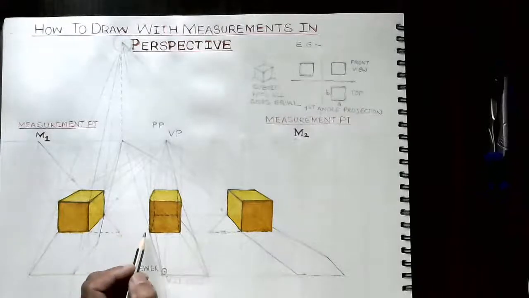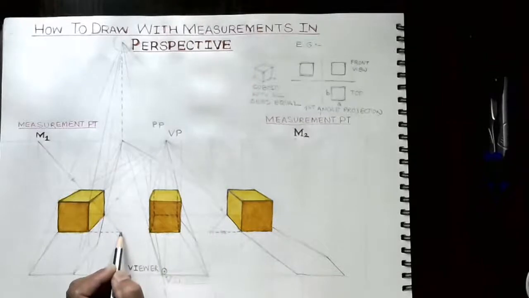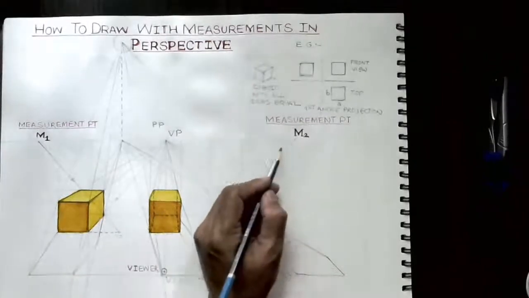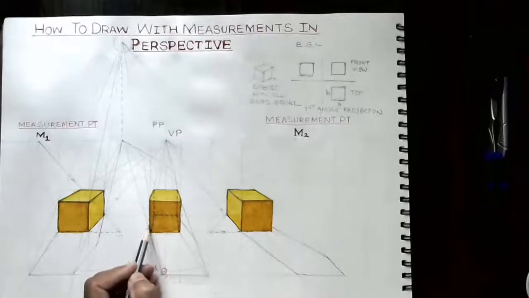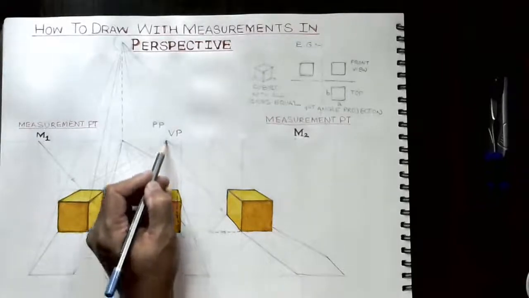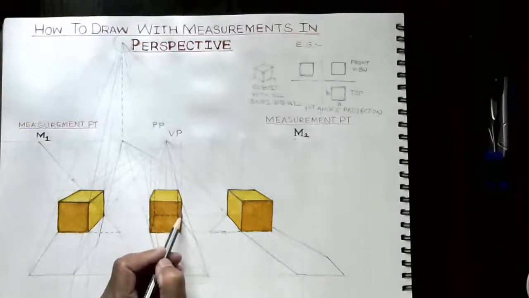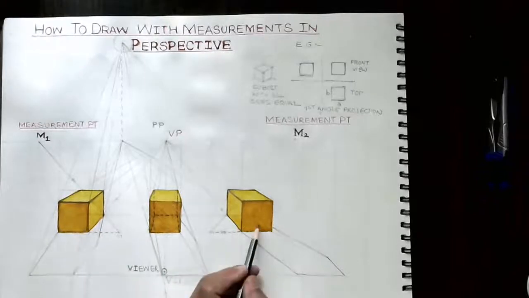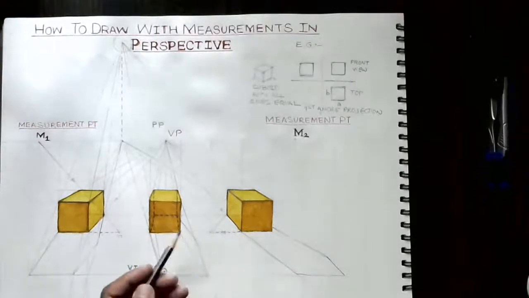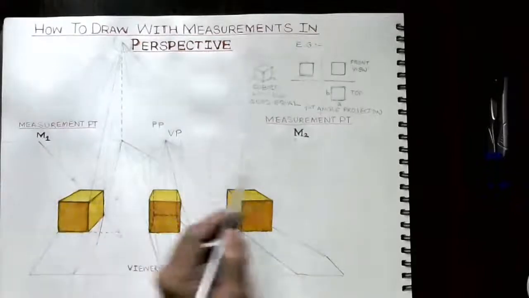So when I'm measuring this line till here like this, and with respect to the measurement point like this, it goes and meets here, and this line goes and meets here, so you'll get those intersection points basically. So this is how we can draw this object and this object in perspective by using a measurement point method, M1 and M2.